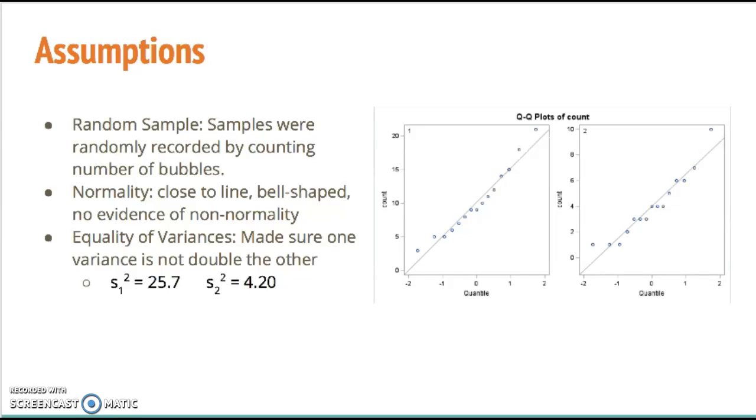Because this was a two-independent sample, there were three assumptions we had to test. First was the random sample, which we knew our data to be since we recorded our data by counting the number of bubbles. Next, normality was checked by comparing the QQ plots produced by SAS. The data would be bell-shaped on a histogram, and by looking at the picture in the slide, the data is close to the 45-degree line, meaning there is no evidence of non-normality. Finally, we checked the equality of variances by squaring the standard deviations of each recipe to make sure one variance is not double the other.